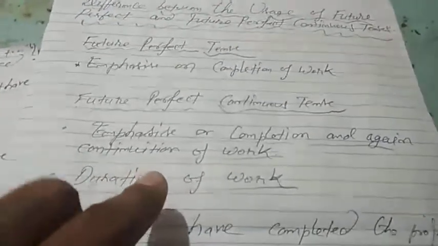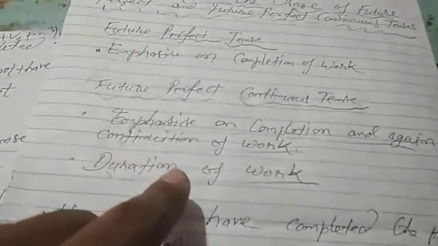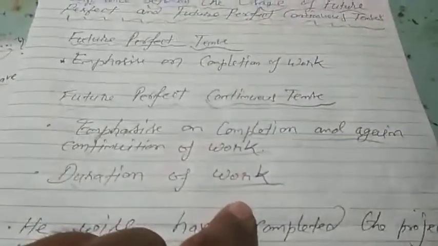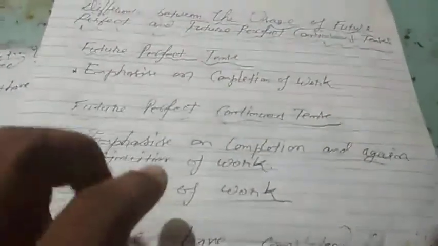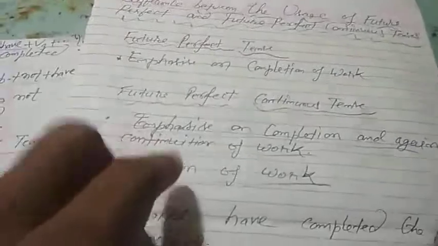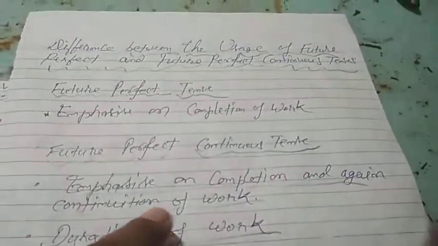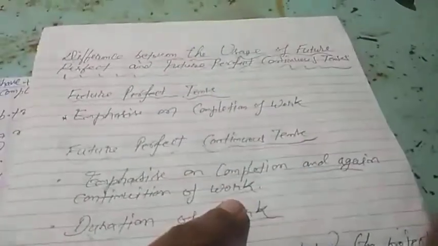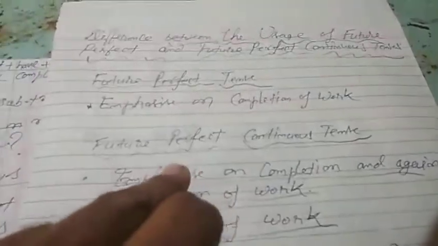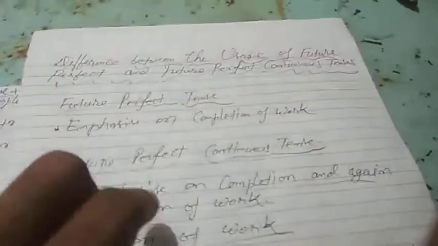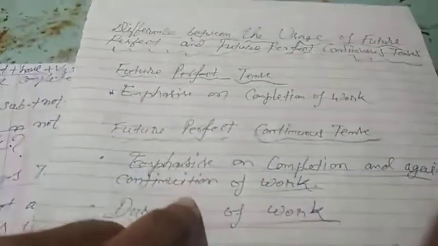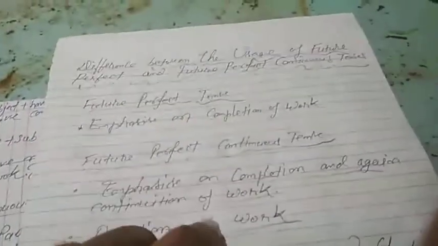But in future perfect continuous tense, he will have been working on the project for 2 years by tomorrow. So in future perfect continuous tense, completion of work is emphasized, but continuation is also there.